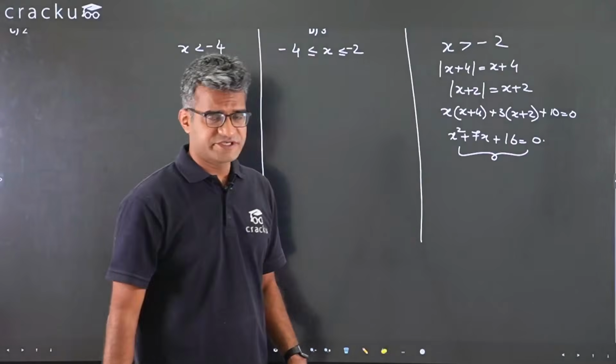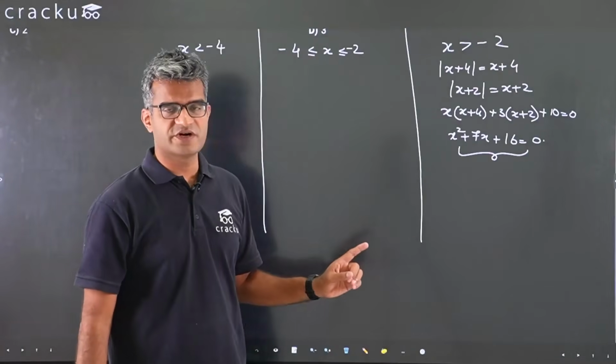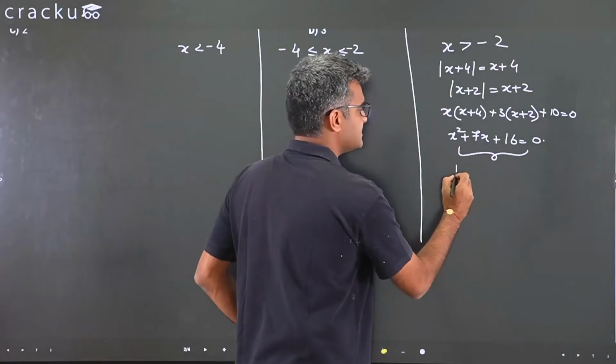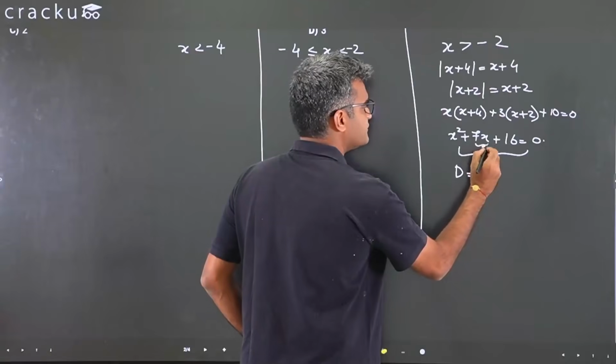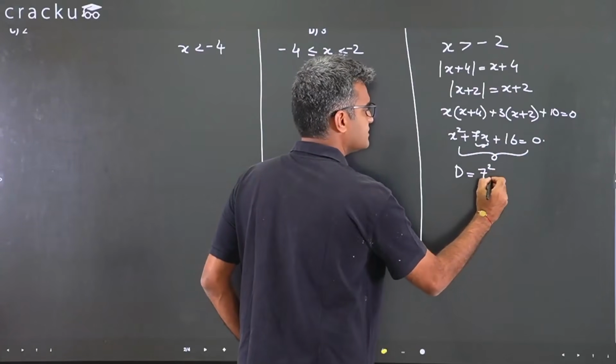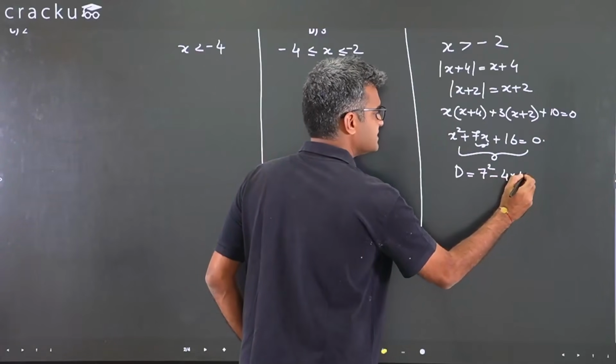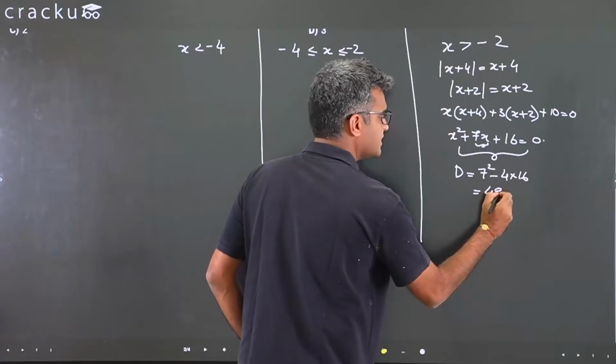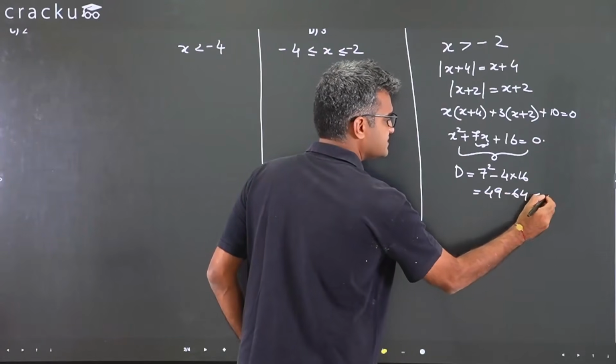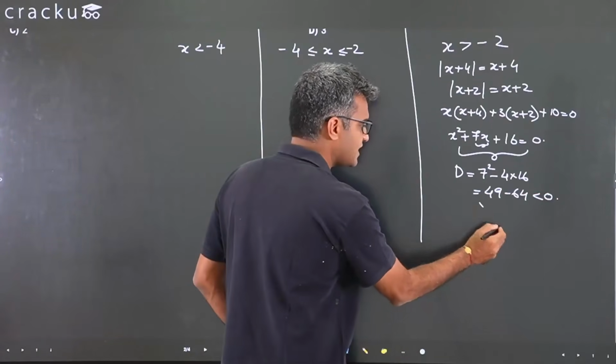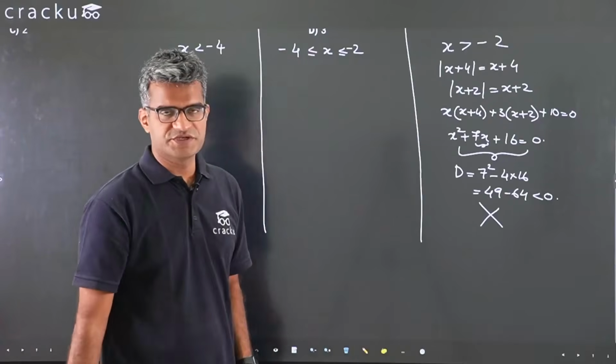This is a quadratic equation. What is the discriminant of this quadratic equation? The discriminant is the square of the coefficient of x, which is 7 square, minus 4 times 16. This is equal to 49 minus 64. This is less than 0. So this will have no real solutions.